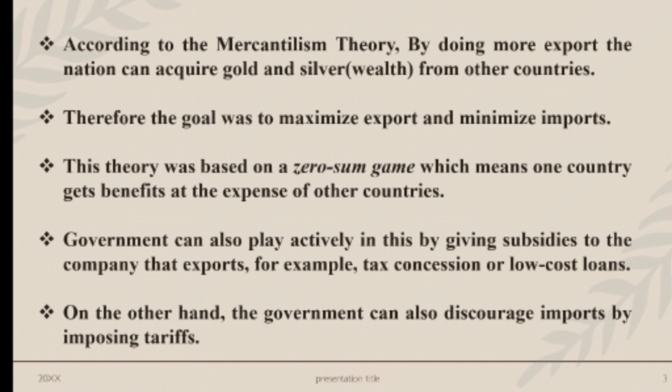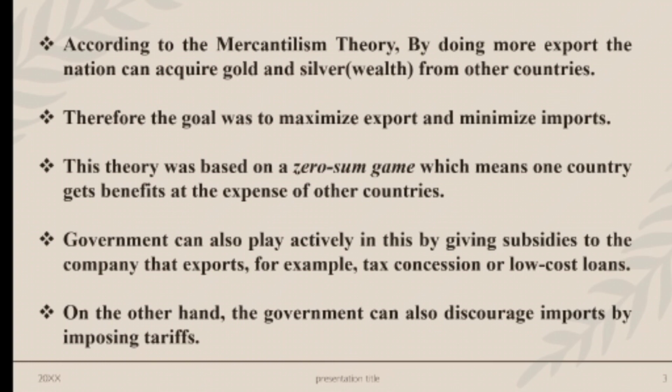According to the mercantilism theory, by doing more export, the nation can acquire gold and silver from other countries. Therefore, the goal was to maximize exports and minimize imports. This theory was based on a zero-sum game, which means one country gets benefits at the expense of the other countries.